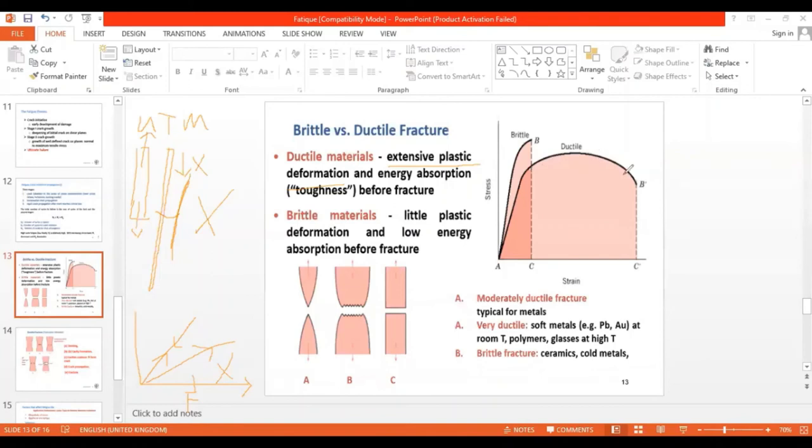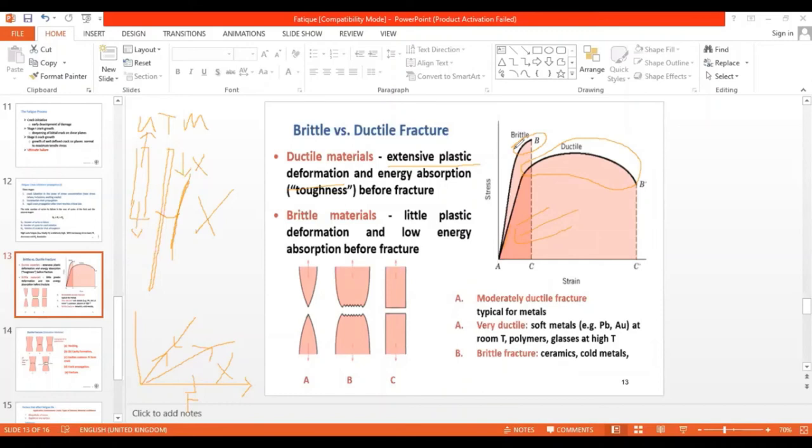Brittle materials. Here is your ductile. Brittle materials show little plastic deformation and low energy absorption before fracture. This curved region is usually considered the plastic deformation. Up to there, the straight line in both cases is the elastic deformation. Here, plastic deformation is high and elastic deformation is low. But in the brittle material, plastic is low, but elastic is high. This is the difference between elastic and plastic deformation.